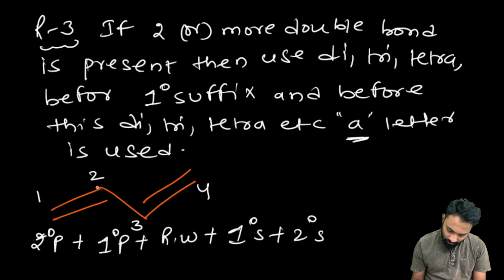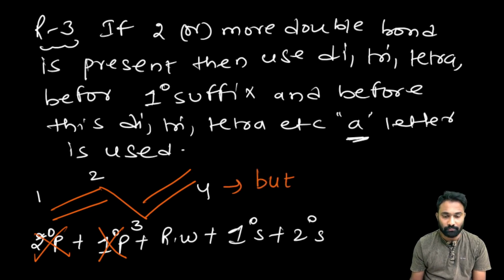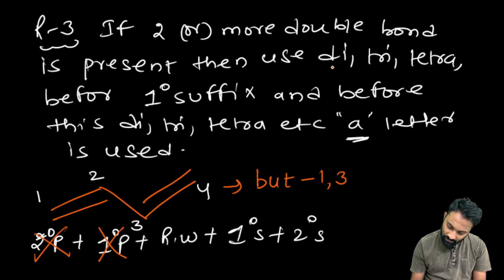Clear? Now are you seeing any branching? No. Cancel out this one. Are you seeing any cyclic ring? No. Cancel out. Clear? Then how many carbons are there? 4 we are having, right? So this is but-. Clear? And in which positions are the double bonds? 1 and 3. Right? Clear? Already I said if 2 or more double bonds are present, then use di, tri, tetra before the 1 degree suffix. Clear? And before this di and tri, etc., the letter A is used.